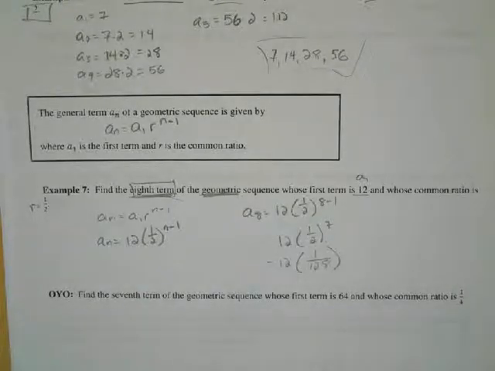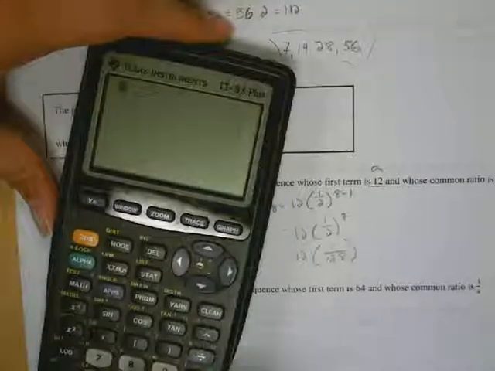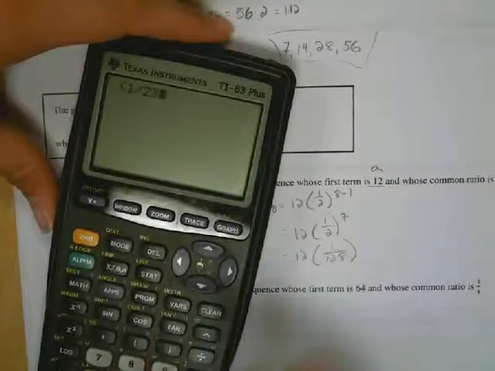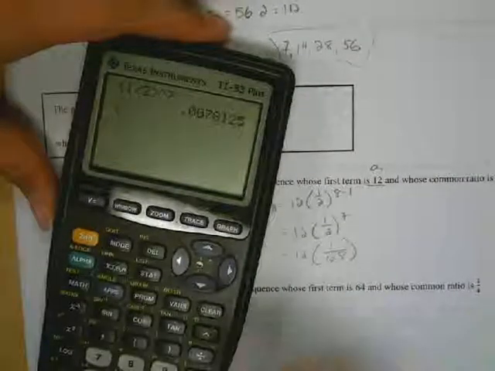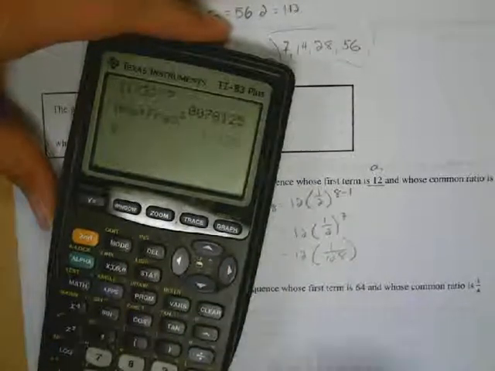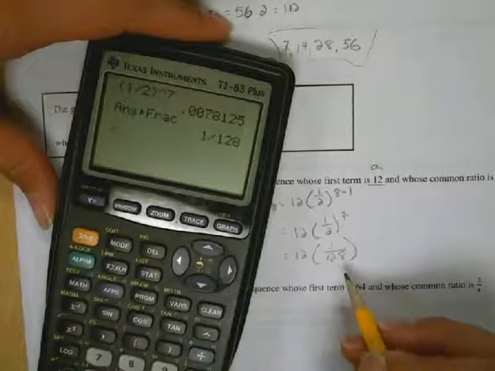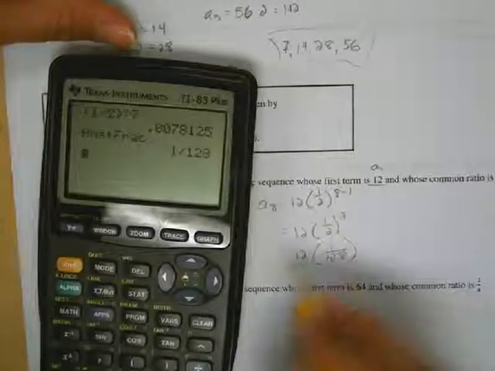Let's make sure I'm correct, because I just tried to do that quickly in my head, and we don't want to make mistakes, right? Make sure you use your parentheses. 1/2 raised to the 7th power is that, but then we're going to have to fraction, so math fraction is 1/128. What do you know? We got it right. Okay, so we get 1/128, and then multiply by that 12.